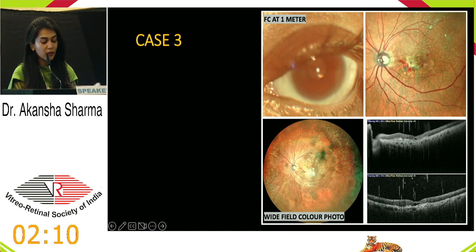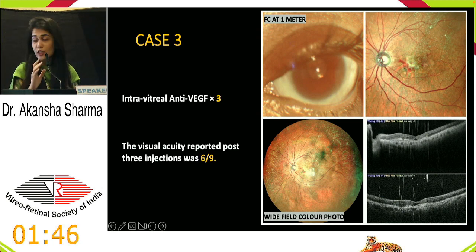Coming to the third case, we can see that the color photo of the patient shows a subretinal bleed at the fovea along with a juxtapapillary membrane. The widefield image of the same shows asteroid hyalosis, and the OCT of the patient was fairly maintained with few pigmentary changes at the level of the RPE, and a subretinal subfoveal fluid pocket could be seen, which was suggestive of CNVM. This patient was managed with anti-VEGF and the vision of the patient improved to 6/9, and at presentation it was finger counting at 1 meter.